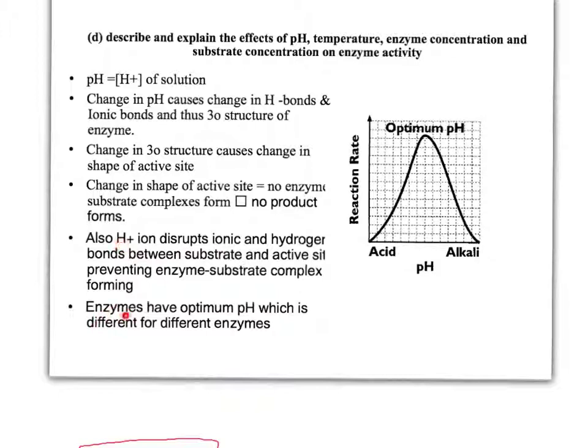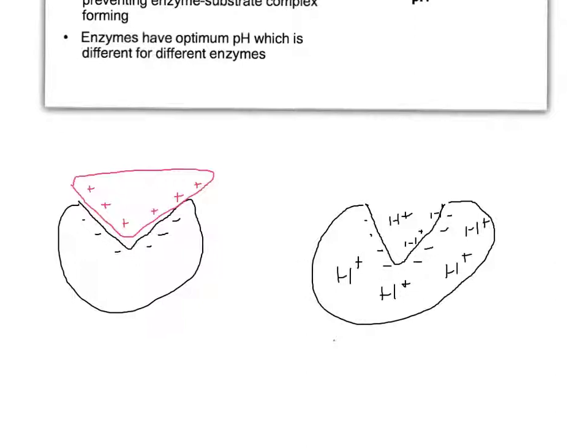I've also written that enzymes have an optimum pH which is different for different enzymes. For example, pepsin has an optimum pH of probably about 2, very low, because it operates in the stomach, which has lots of hydrochloric acid, whereas the enzymes that operate in the small intestine have optimum pHs of slightly above 7, because it's slightly alkaline due to the alkaline bile which is released into the small intestine.